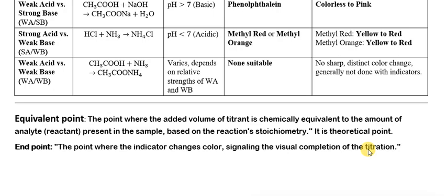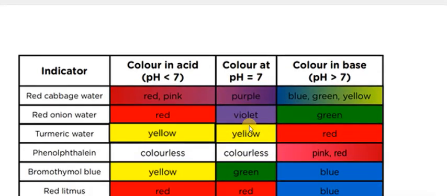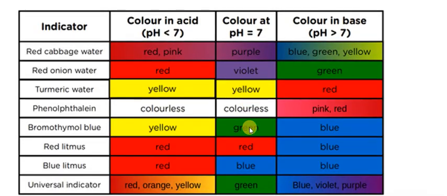At the end point, we stop the titration. We see that one extra drop of acid or base changes the color, so the reaction has been completed. That is the experimental completion, the experimental change. So the end point is the experimental point, but the equivalence point is the theoretical point. This is the major difference between the end point and the equivalence point.